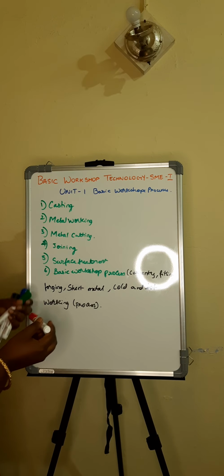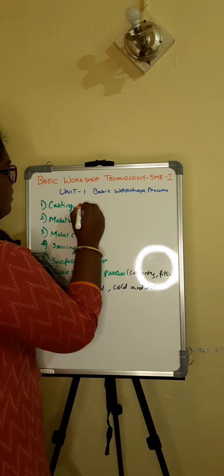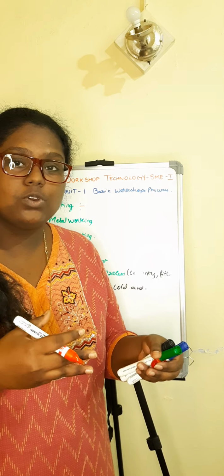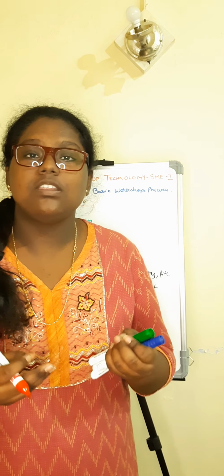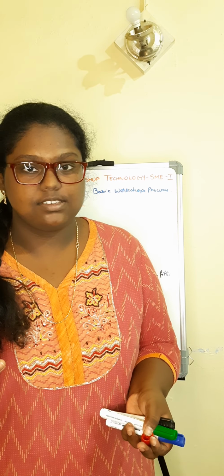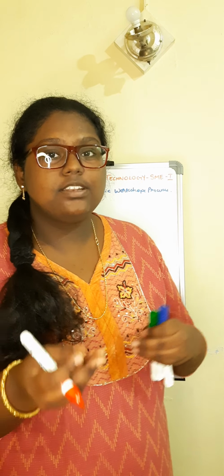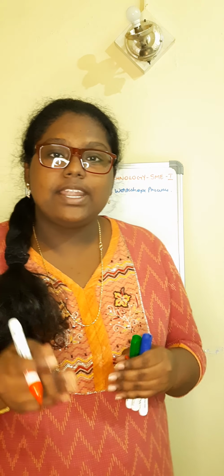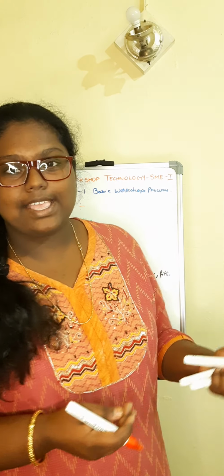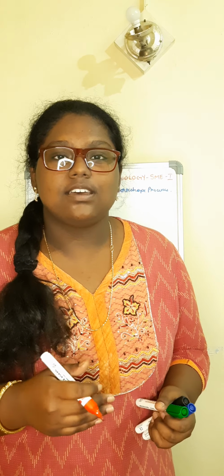In that we have first one as casting. Casting is nothing but making some molds and pouring the molten material into the molds. The molten material is the metal which is heated up to 1000 degrees Celsius. That molten material is poured into a pattern. A pattern is a replica of any object. It's also known as a mold. We have many types of molds, and there is much more to learn about casting in second sem.